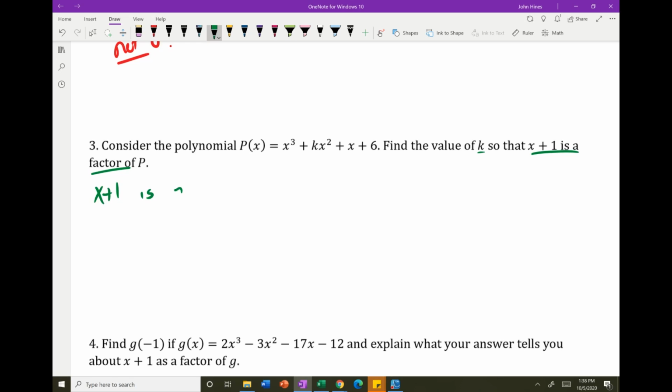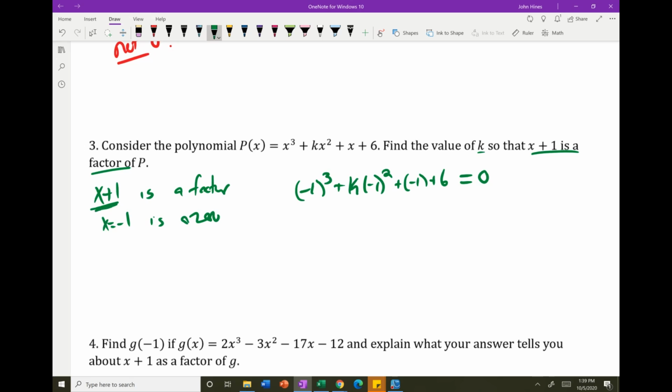If x plus 1 is a factor, that means it divides in. So how do I check if it's a factor? Well, that means x equals negative 1 is a 0. So when I plug in negative 1, it should equal 0. Everywhere I see an x, I'm going to plug in a negative 1 and set it equal to 0. If I want to know about x plus 1, I'm plugging in a negative 1 and setting it equal to 0. So negative 1 plus k minus 1 plus 6.